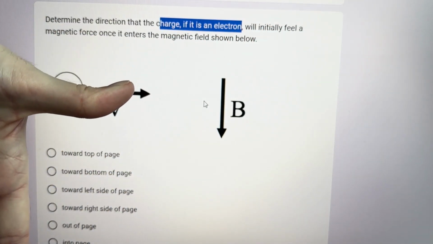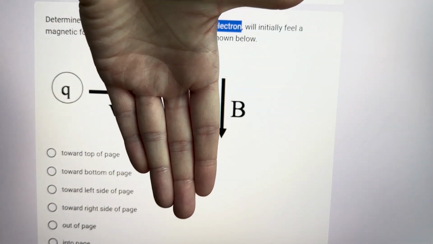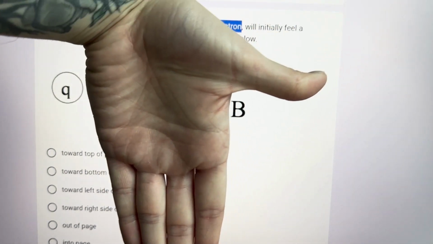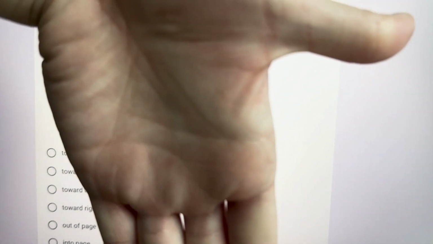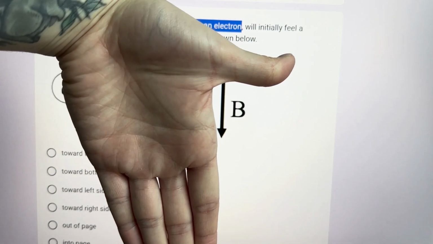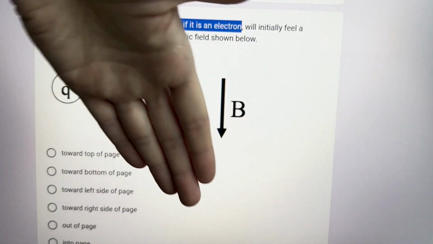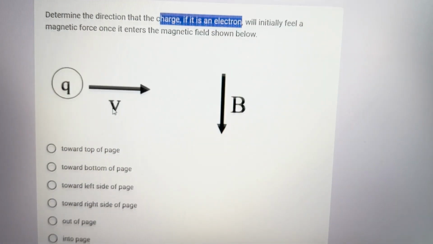So charge is moving this way, external magnetic field it enters is towards the bottom of the page, and our palm, I think of it as like it pushes like a force, right? That's a good way to remember it. So the palm is pushing out of the page towards us. So this electron would feel a force towards us, out of the page.